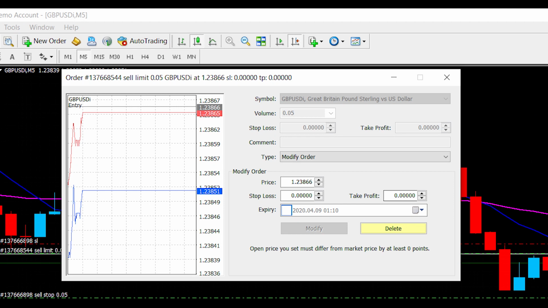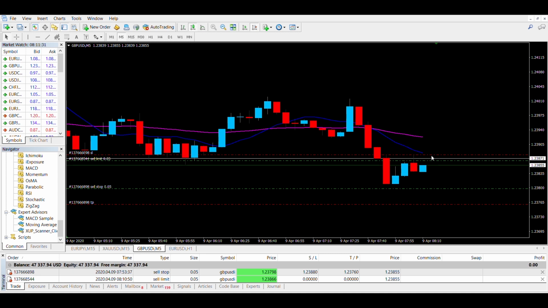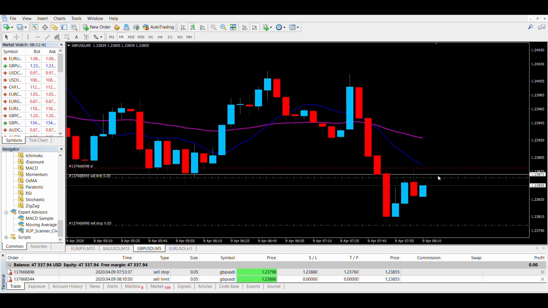All right, so you're going to modify that, and then you are going to type in your stop loss and your take profit. Remember, this green line has to cross over your order right here before you can get in the trade. Don't develop any bad habits as far as not putting a stop loss, because you need to.